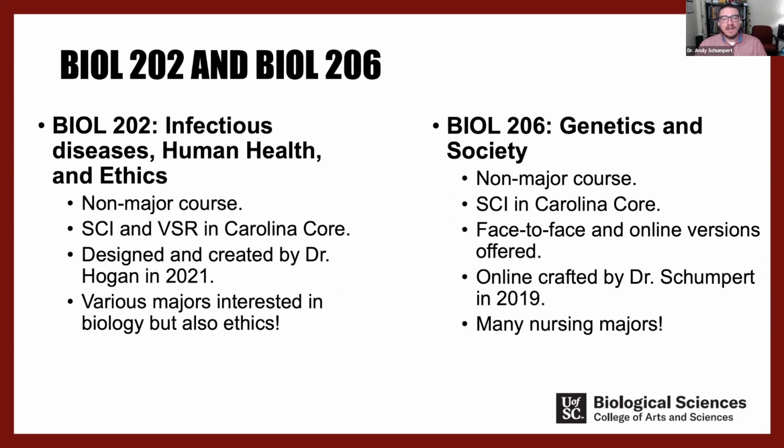As mentioned in the introduction, there's Biology 202, which is infectious diseases, human health, and ethics. And this is a non-major course, so kind of a service course. There's 2 components of this in Carolina Core currently, an SCI and a VSR component. So students potentially can get 2 birds with 1 stone there.